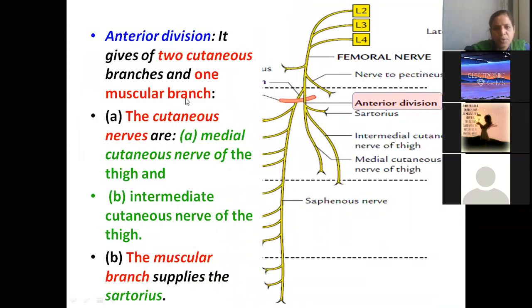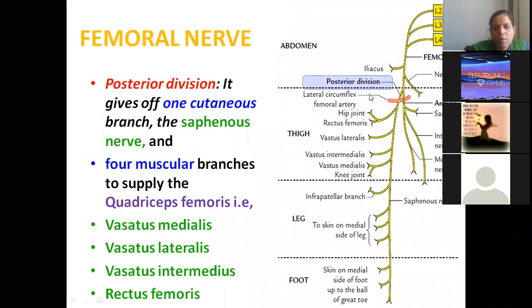So the anterior division gives the cutaneous branches, as Ritika was just telling us, the medial cutaneous nerve of the thigh and the intermediate cutaneous nerve of the thigh. Only one muscular branch, which goes to sartorius. The posterior division has all muscular branches, except one which is cutaneous. The cutaneous branch is the saphenous nerve. And the muscular branches are vastus medialis, lateralis, intermedius, and rectus femoris.